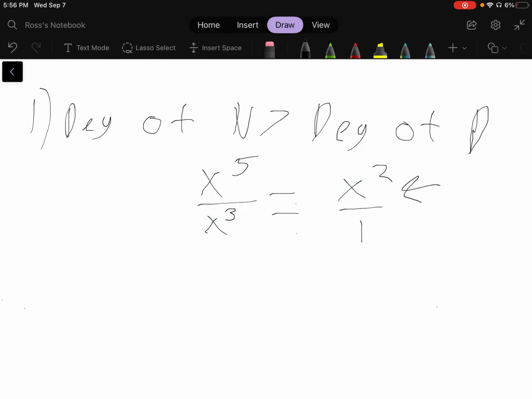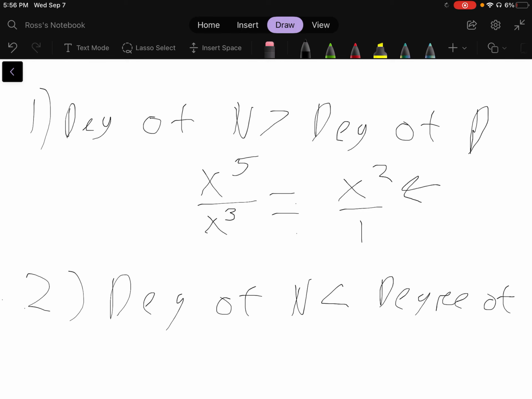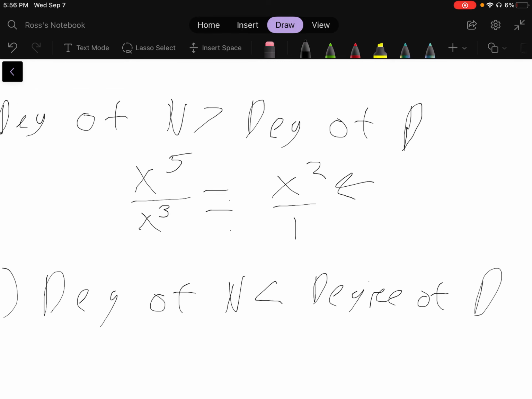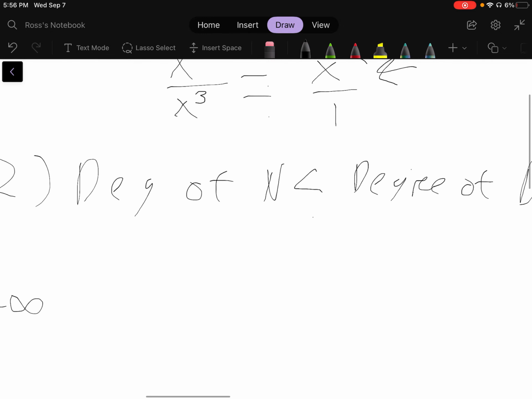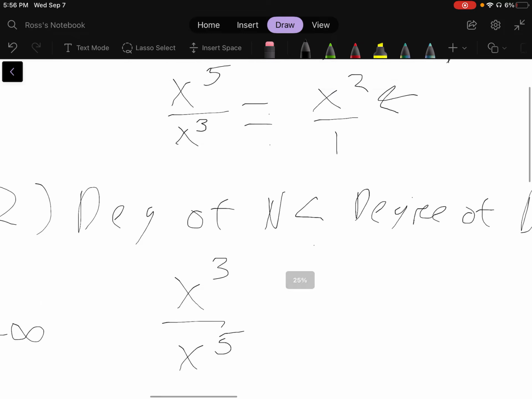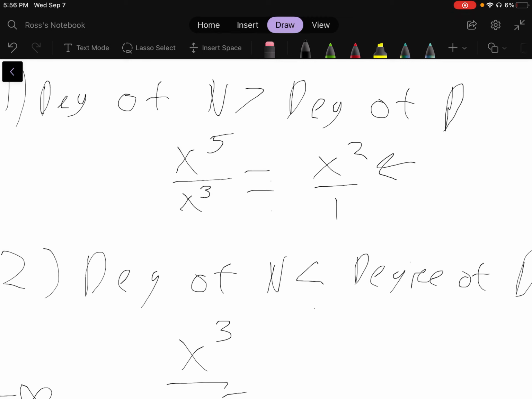Circumstance number two, degree of numerator less than degree of denominator. So an example here is just to flip them: x cubed over x to the fifth. Now, let me make this clear, in circumstance one, this is no HA.